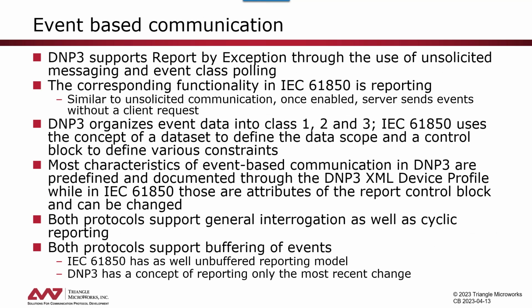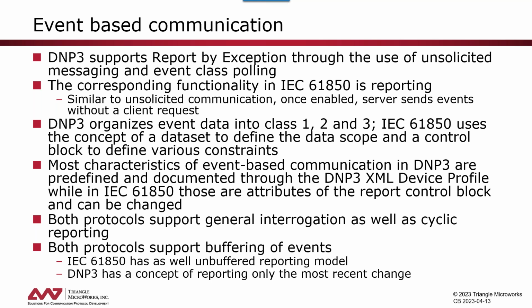With regard to event-based communication, again, both protocols support event-based communication. In DNP3, this is called report by exception, which is supported through the use of unsolicited messaging and event class polling. In 61850, the similar functionality is called reporting. Similar to the unsolicited communication, once reporting is enabled, the server will send events without a client request. DNP organizes the event data into class 1, 2, and 3.